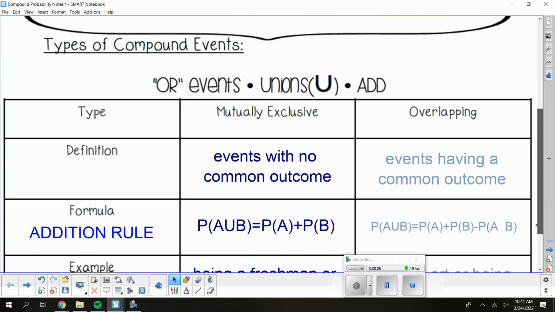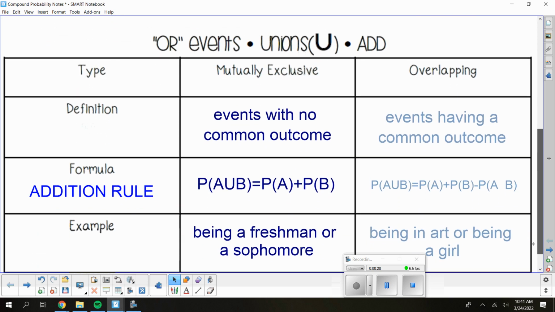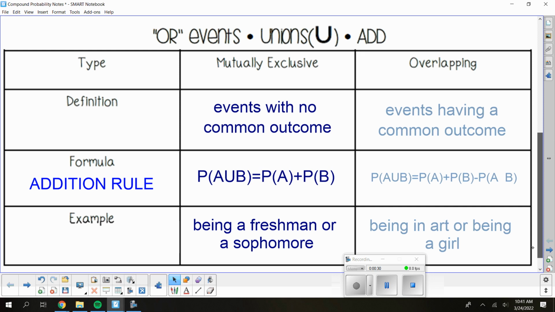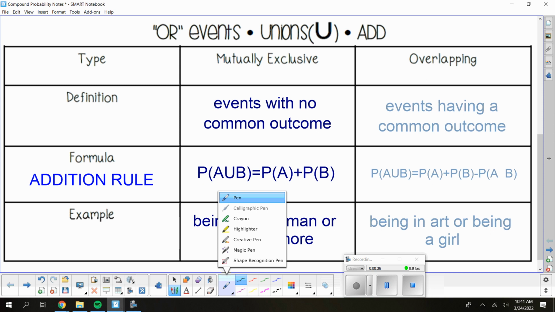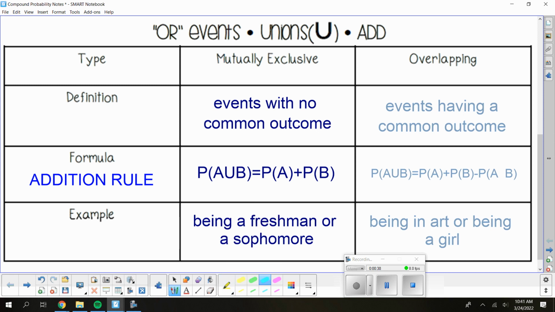As I go over this, if you need to pause after I'm done talking about everything to make sure you have it written down, then please do that. The first type that we have is our or events. Just a couple things to know about them. Our or events are also known as unions, and we use this U symbol to represent them, and you'll see that throughout the formulas. We also associate addition when it comes to or events.